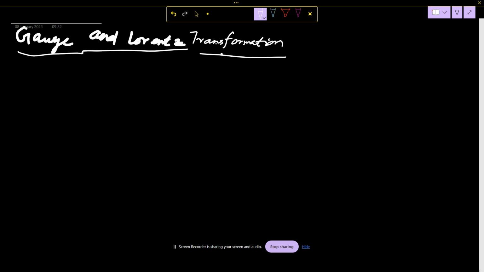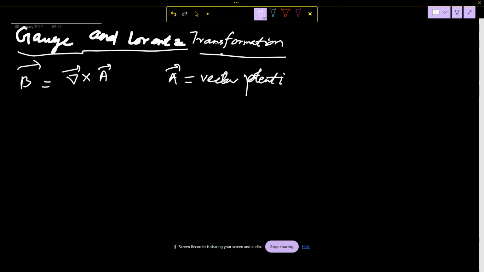Gauge and Lorentz transformation. Okay, so what is it? According to it, we know magnetic field is the curl of vector potential, isn't it? Del cross A. Right? B is equal to del cross A, where A is your vector potential.